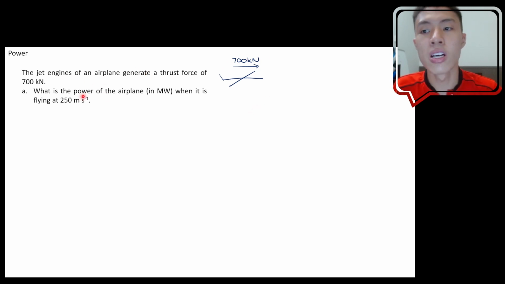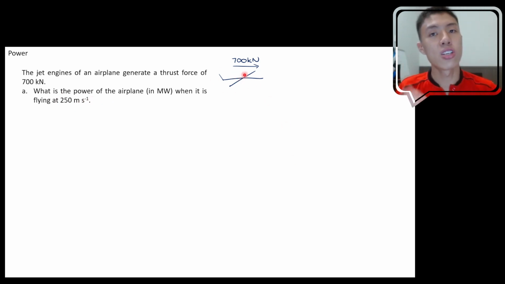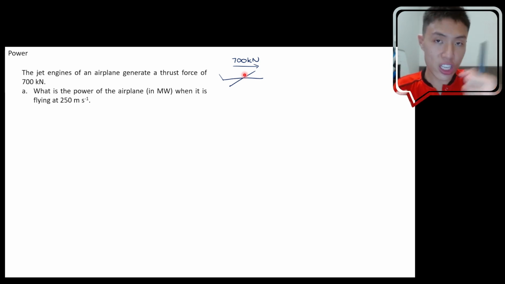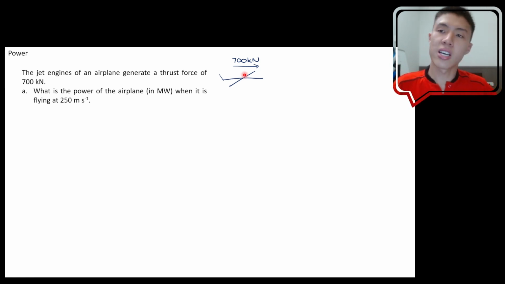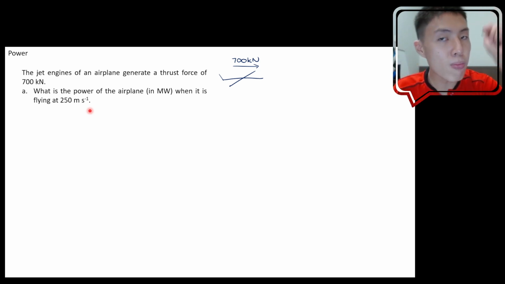jet plane forward. So now they ask, what is the power of the airplane in megawatt when it is flying at 250 meter per second? So you know that if you are pushing yourself forward, the plane should be accelerating. So the velocity or the speed should be changing throughout this process. You go from slow to fast. But now they're asking the power of the airplane when the plane is at 250 meter per second. So they're asking for the power at a specific moment in time.